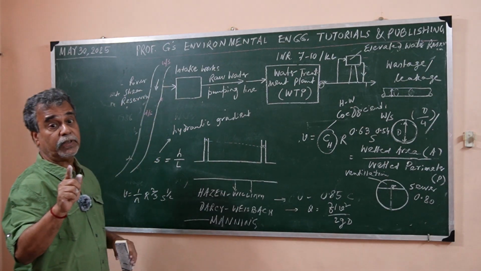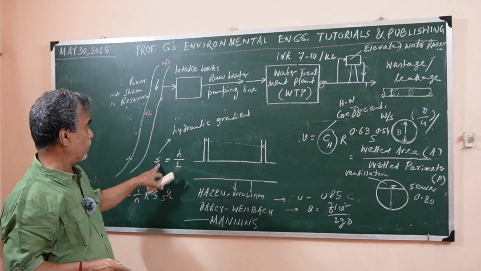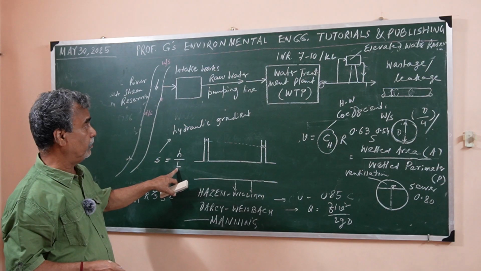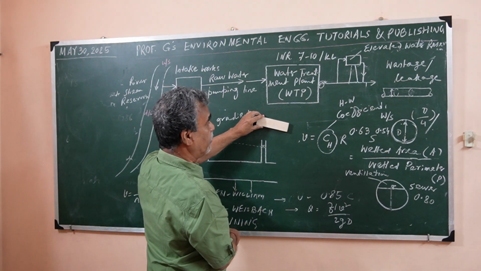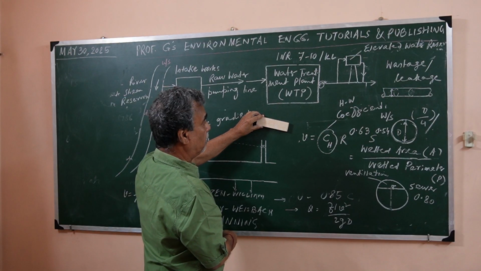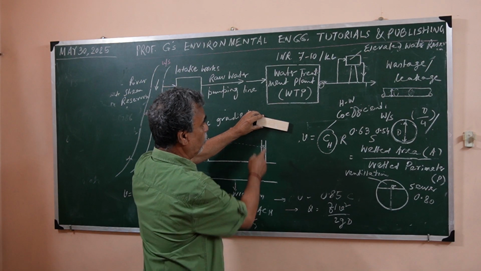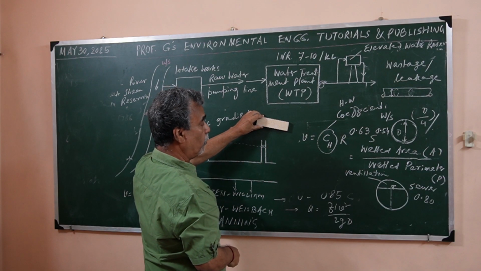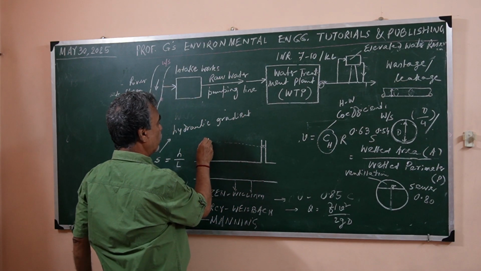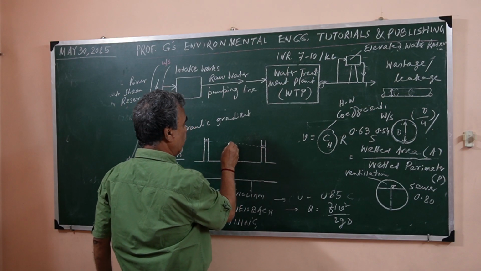This concept is very important. You see that S is equal to H by L. This is not that the pipe is, like that. That is why, with the bed slope, many make a mistake, thinking that this will be the slope of the pipeline. It is not the slope of the pipeline. It is just the slope of the hydraulic gradient.